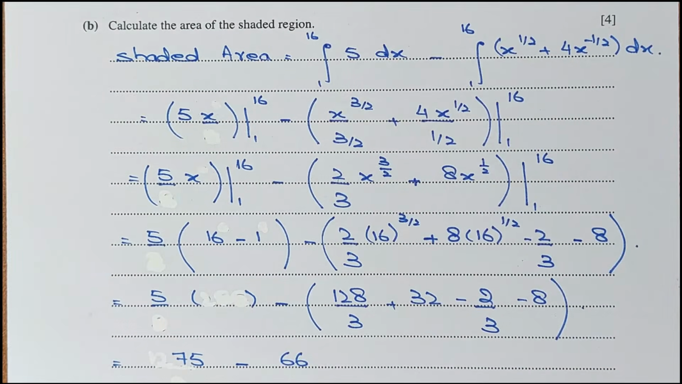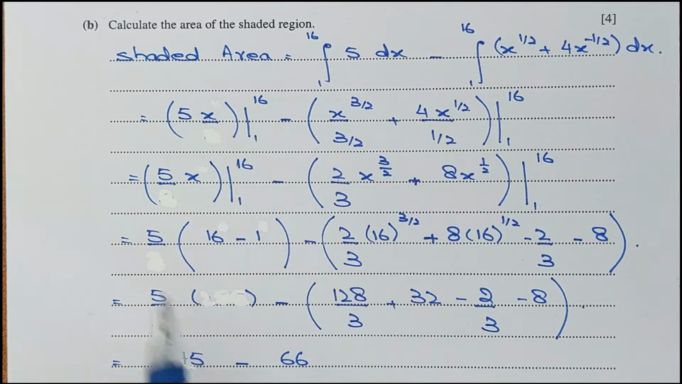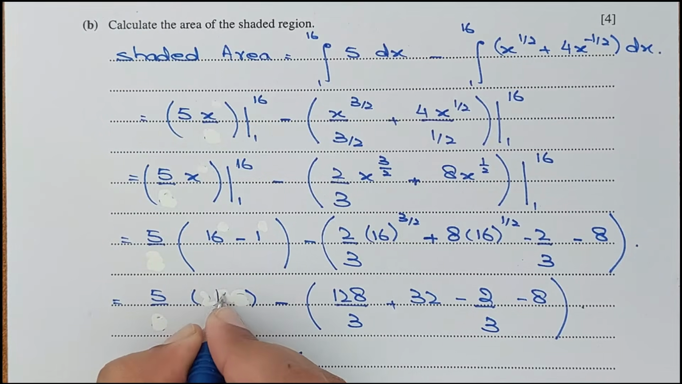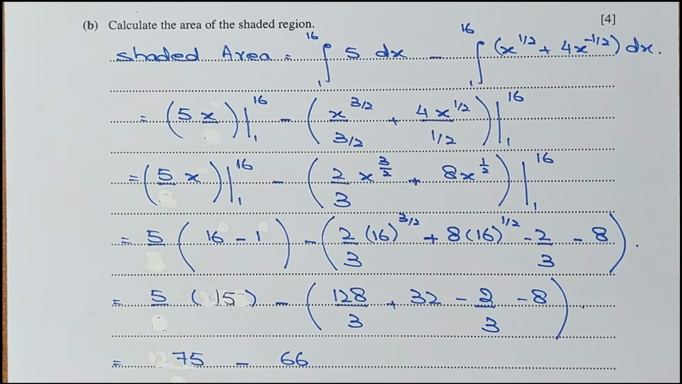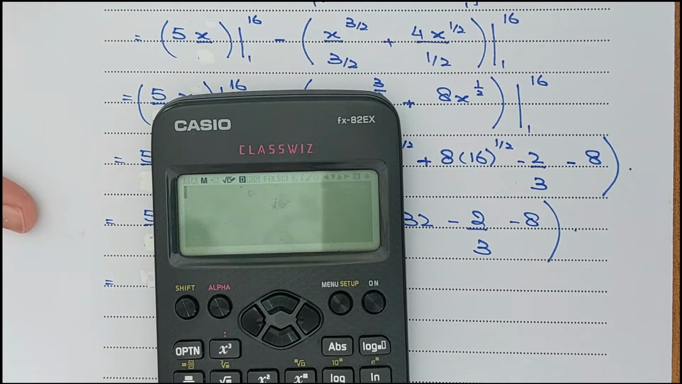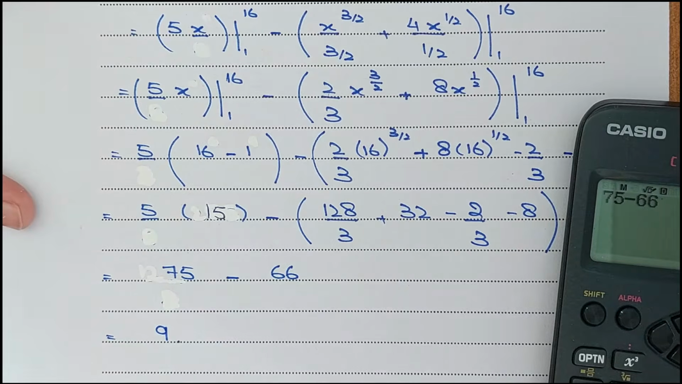Sorry, I made a mistake here. The integration of 5 is just 5x. Then we apply the limits, upper minus lower. So this would be 15, and 5 times 15 is 75, right? And to find the shaded area, we have to do 75 minus 66, which equals 9. So we can say that the shaded area is 9 square units.